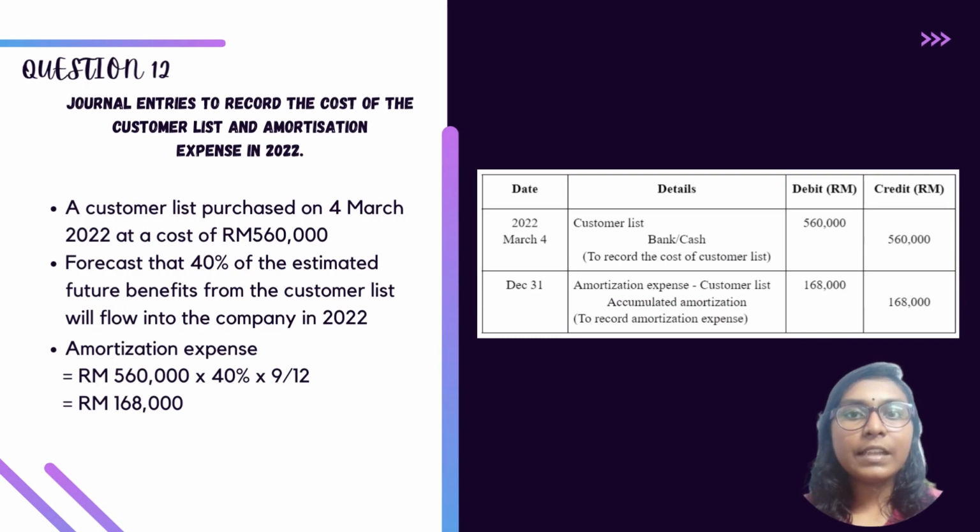Question 12. Journal entries to record the cost of the customer list and amortization expense in 2020. A customer list was purchased at a cost of RM560,000 and it is forecasted that 40% of the estimated future benefits from the customer list will flow into the company in 2022. So to find the amortization expense, RM560,000 times 40% and 9/12, which is the duration from April to December 2022, and we will get an amount of 168,000 ringgit.